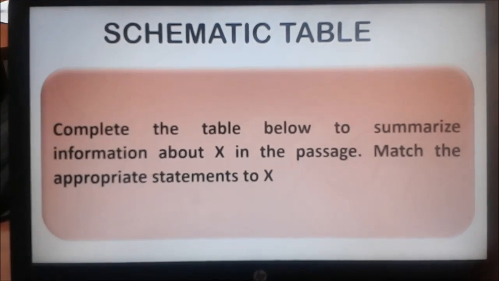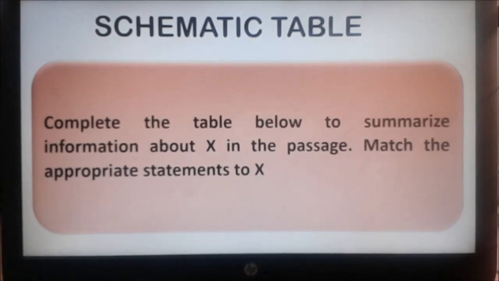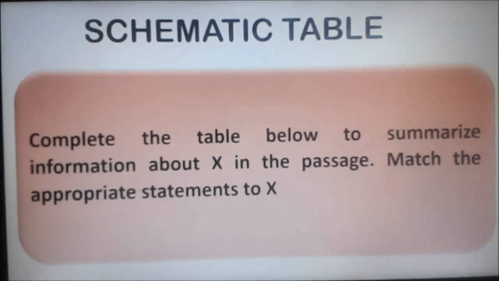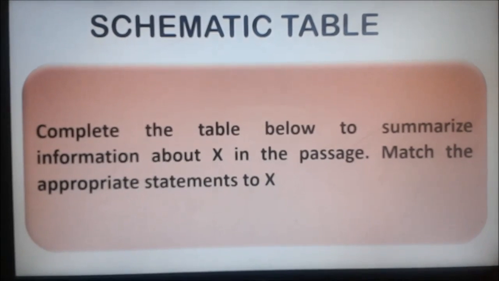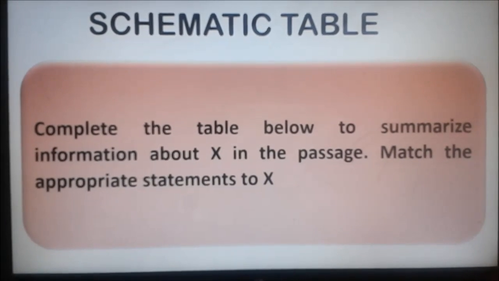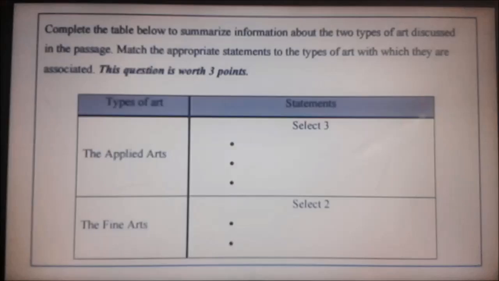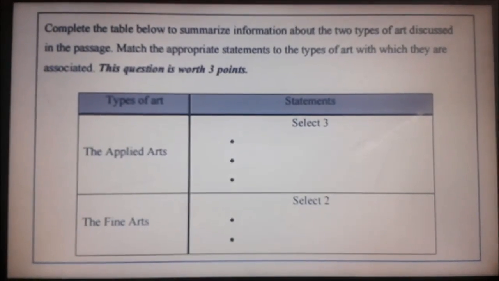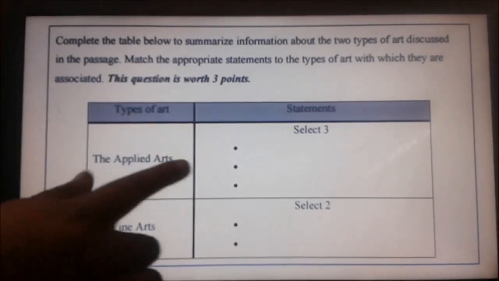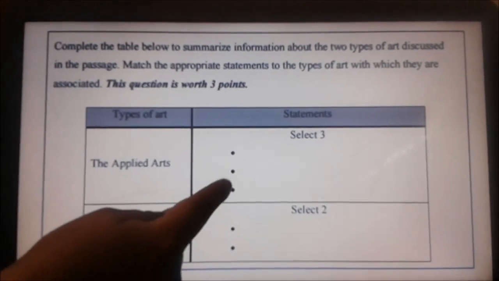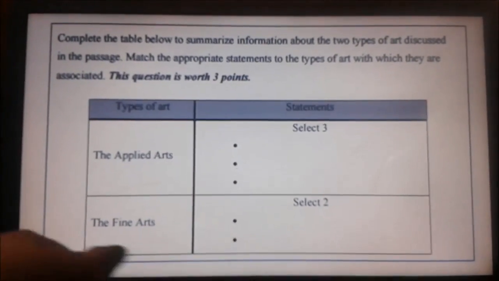We need to identify the paragraphs that discuss the categories given. Also, scan each paragraph that discusses the related categories in the table for the information that corresponds to the answer choices. Eliminate choices that are definitely false or not discussed in the passage. Here you have a clear example of this kind of schematic table. Here you have the table and you need to complete it with the correct statements that correspond to applied arts. Also, 2 of them in the fine arts.